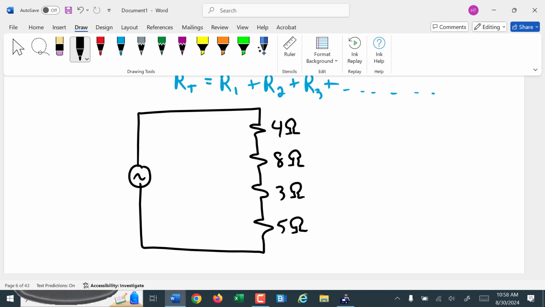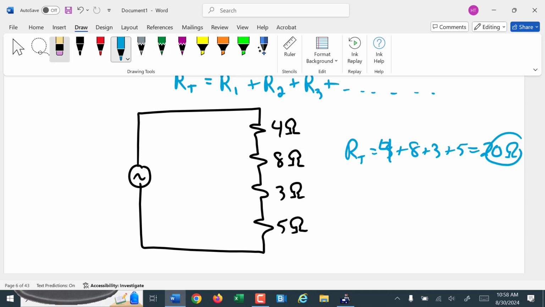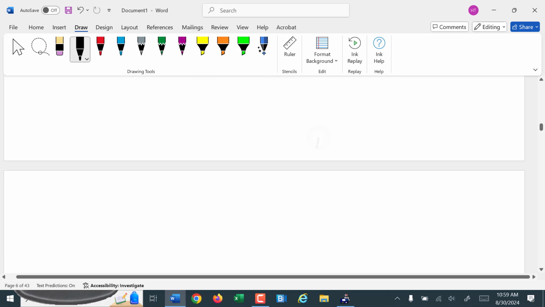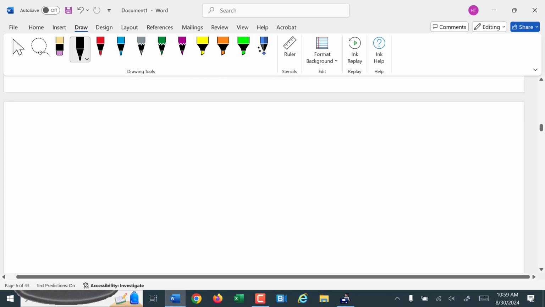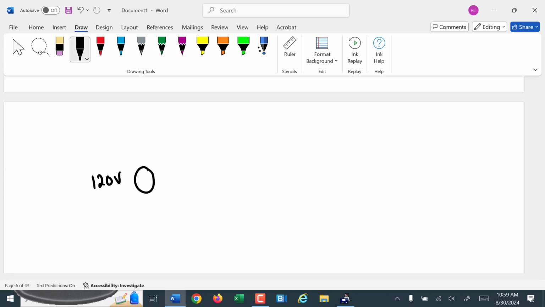So if I have 4 ohms, 8 ohms, 3 ohms, and 5 ohms, how do I find the total resistance? Add them up. Comes up to 20. There should be a 4 there. There should be 20. Yep. 20 total ohms.